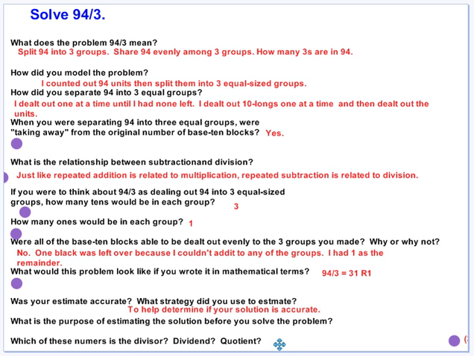What is the purpose of estimating the solution before we solve it? It's to figure out whether we're getting it right, okay? Whether we're close to the right answer or if we're doing the totally wrong thing. And then which of the numbers is the divisor? The divisor tells us the groups that we're making, which is the 3. Our dividend is what's being divided into groups, which is 94. And then our quotient is the answer of our division problem, which here is 31 remainder 1.